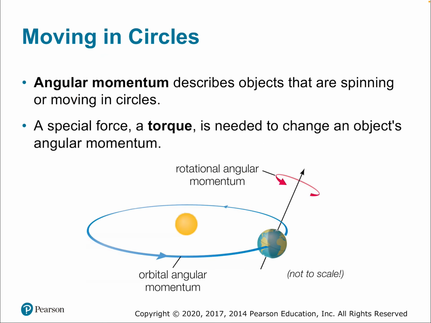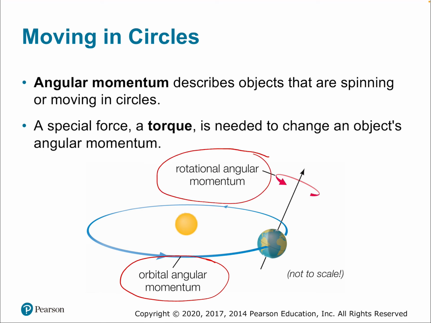Now, a little bit more about angular momentum. Well, angular momentum describes objects that are spinning or moving in circles. So you have orbital angular momentum, for example, because that's a circle, right? It's a circular orbit. Even if it's elliptical, it doesn't matter. It's still angular momentum. It doesn't have to be a perfect circle. And then you also have rotational angular momentum.